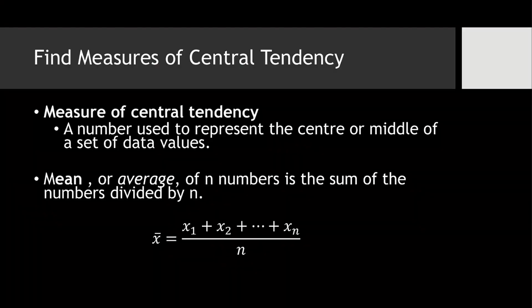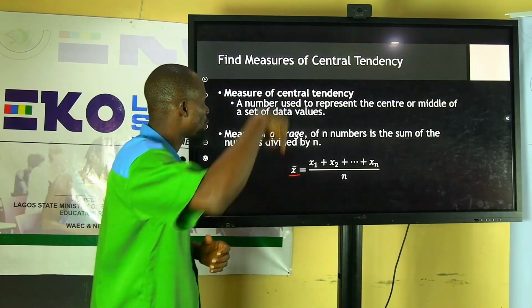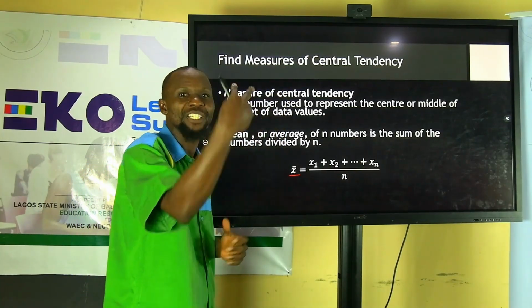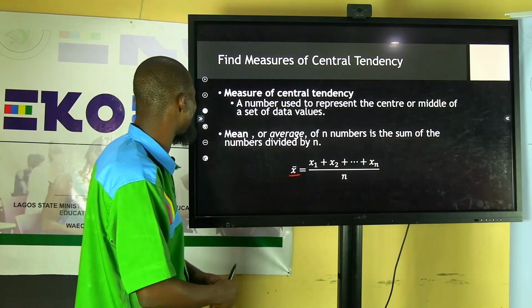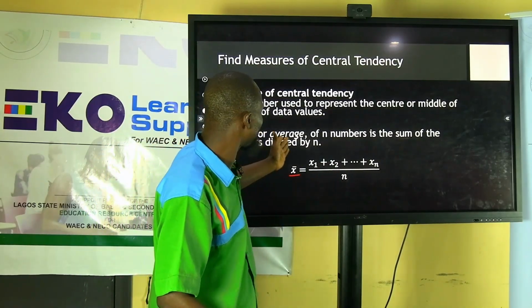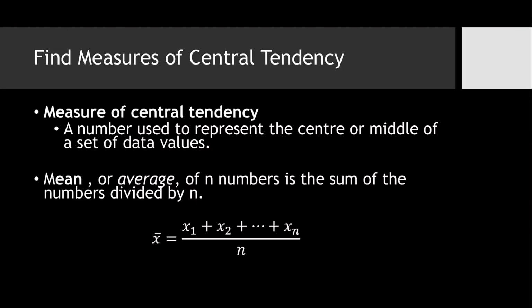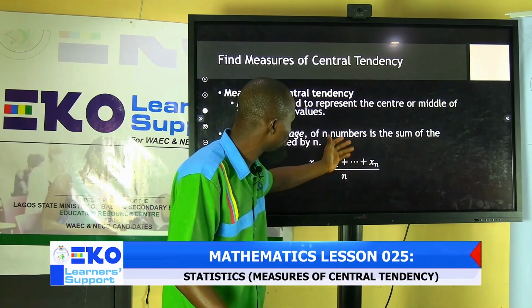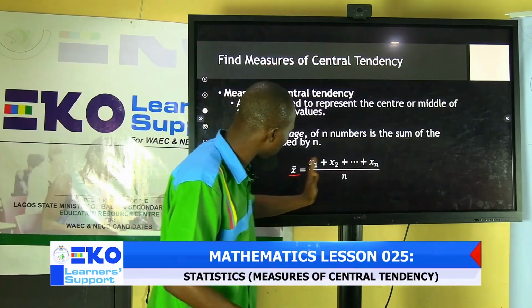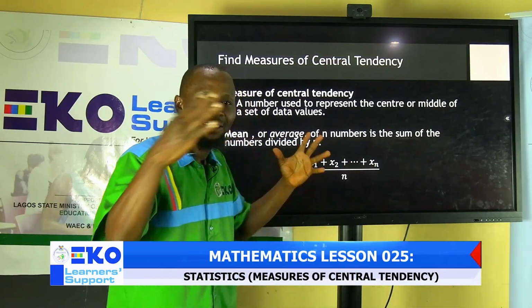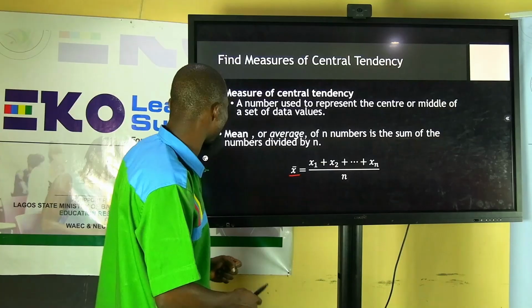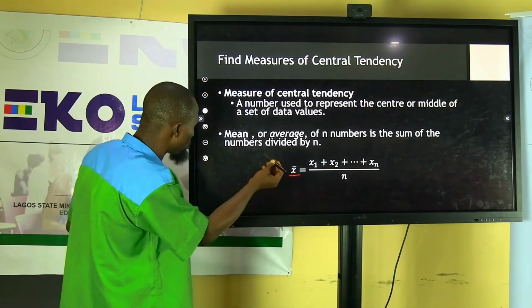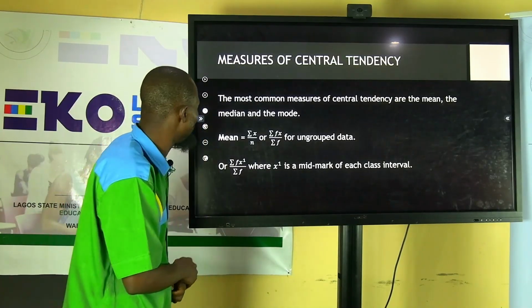We also use median, we use mode. So we use them for measuring the central value or the representative of a set of observations. So what do we mean by mean? The average of n numbers is the sum of the numbers divided by n. When you have these numbers, x1, x2, up to xn, a set of observations, you divide the sum by their number to get the mean. We are going to look at examples later.